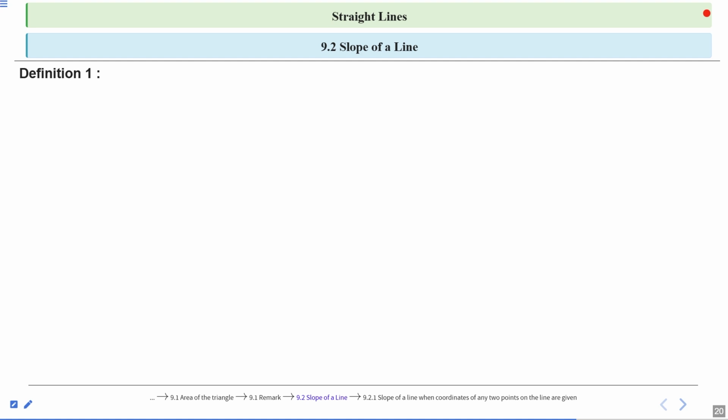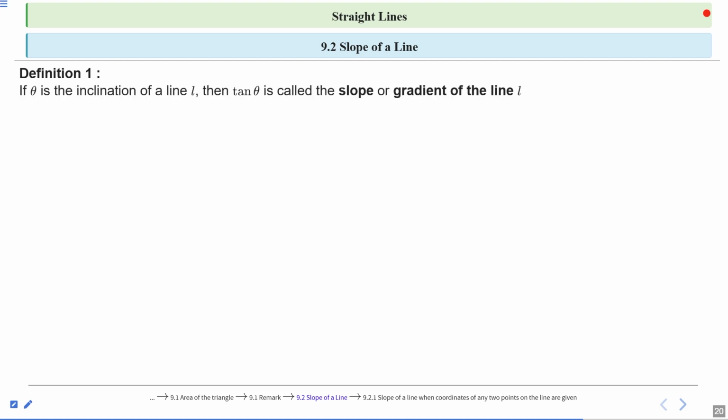So now let us see the definition. If theta is the inclination of a line L, then tan theta is called the slope or gradient of the line L. So what is slope or gradient of the line L? If theta is the inclination of a line L, then tan theta, tangent of theta, is called slope or gradient of the line L. Clear?